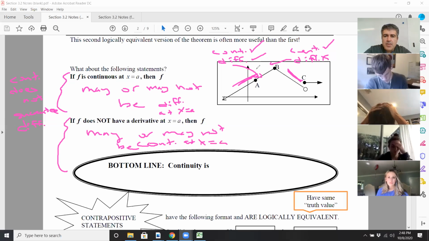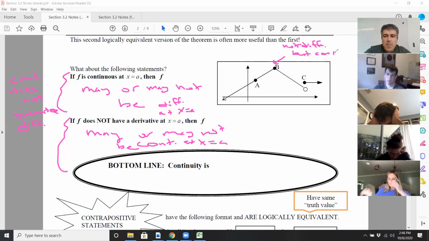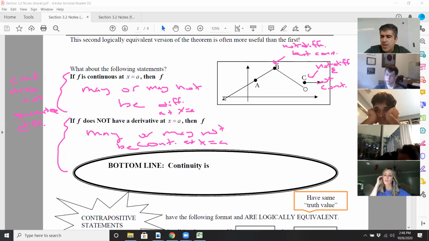So let's take a look at this diagram again. At B here, we're not differentiable, but we were continuous. At C here, we're not differentiable, and we're also not continuous. And we had proven when you have this kind of jump discontinuity situation in example 1, the left and right hand derivatives are not the same.